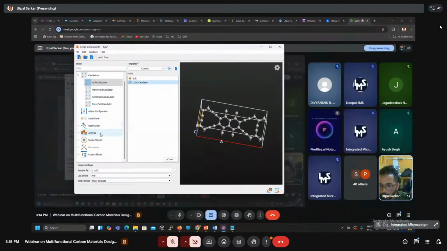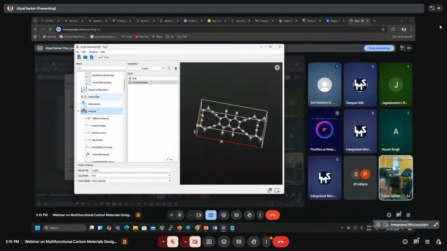Then we choose analysis. Since the structure is already optimized, we will not go to the optimization section. We will go directly to the analysis section. For analysis, first we will calculate electronic properties. Here electronic properties means band structure. So we select band structure, and then we will calculate the projected density of states.